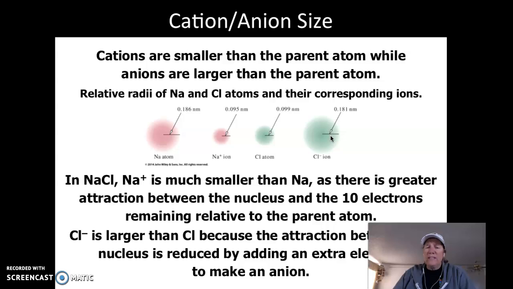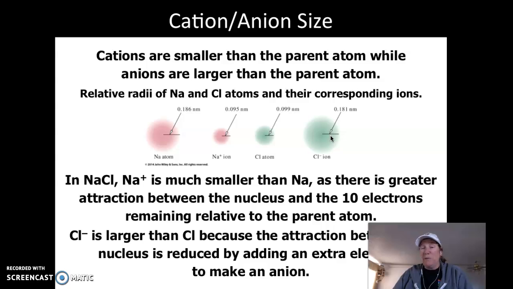Okay, the chlorine, because it's larger, is also going to have an attraction that is less from the middle, from the nucleus, because it has more electrons. And so that's why it spreads out more. So the anions get larger, the cations get smaller, but that makes sense too. The cations lose an electron, so they get smaller. The anions gain an electron, so they get larger.